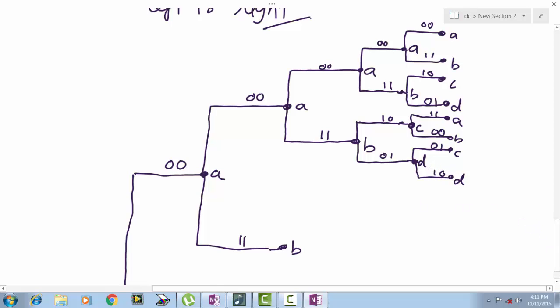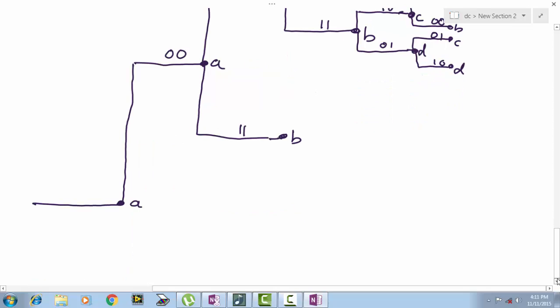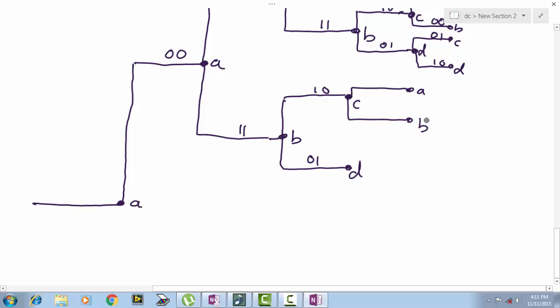Okay, so similarly we need to draw at this point also. Okay, now when we are in state B, we move to state C and state D with 1 0 and 0 1 as the outputs. When we are in state C, we move to state A and state B with outputs 1 1 and 0 0.